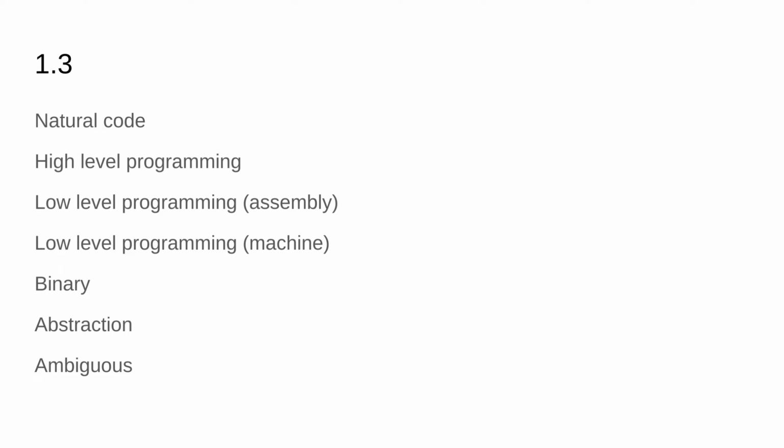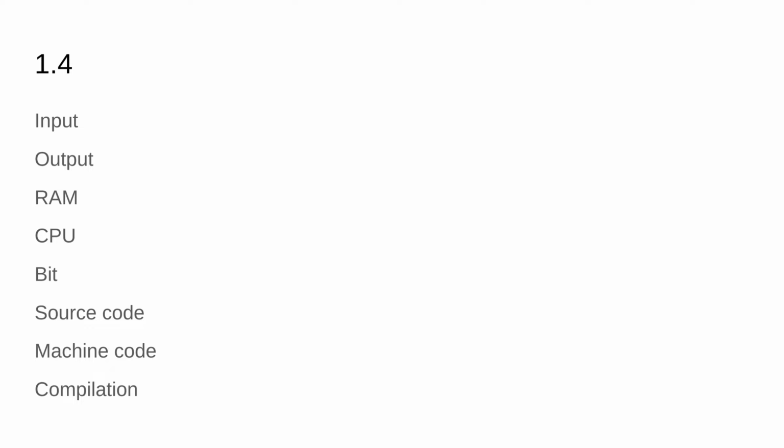Next, we have 1.4, and 1.4 is the idea to execution. So, an input is a user instruction that is then transformed into binary. Memory, also called RAM, is memory storage, it's where the code is stored. And output is the display of the result. A CPU, also called Central Processing Unit, is a processor that calculates info.